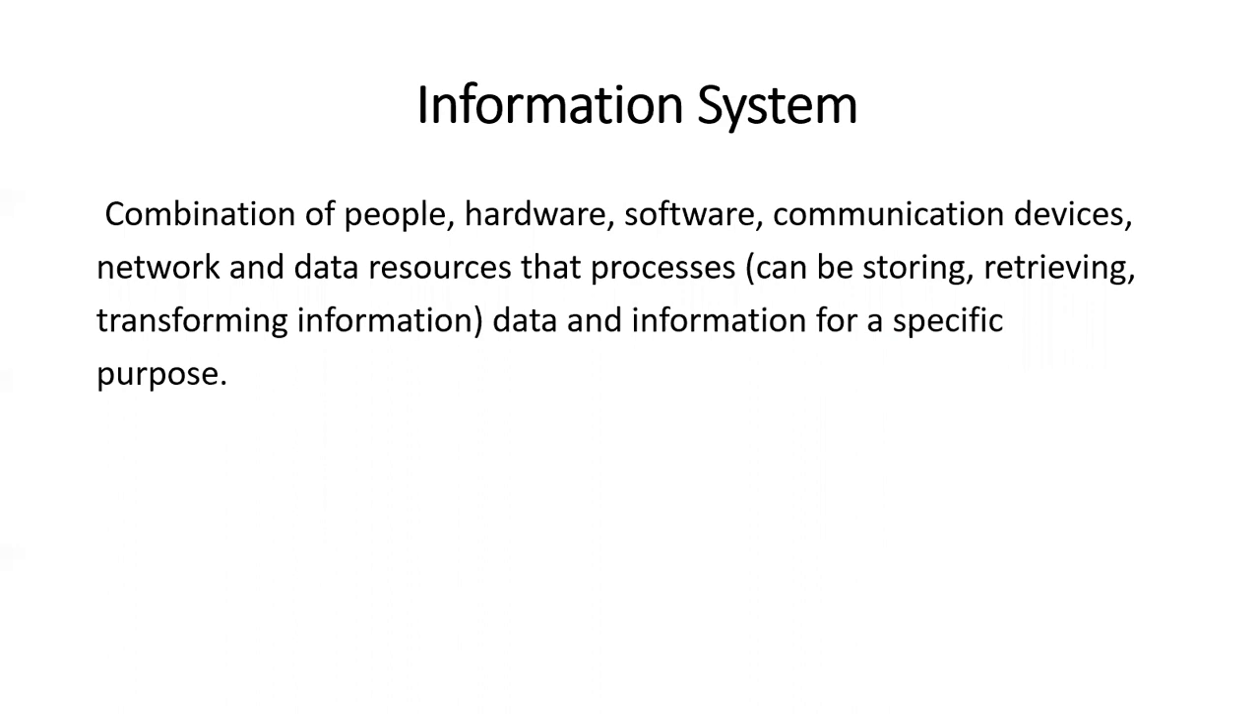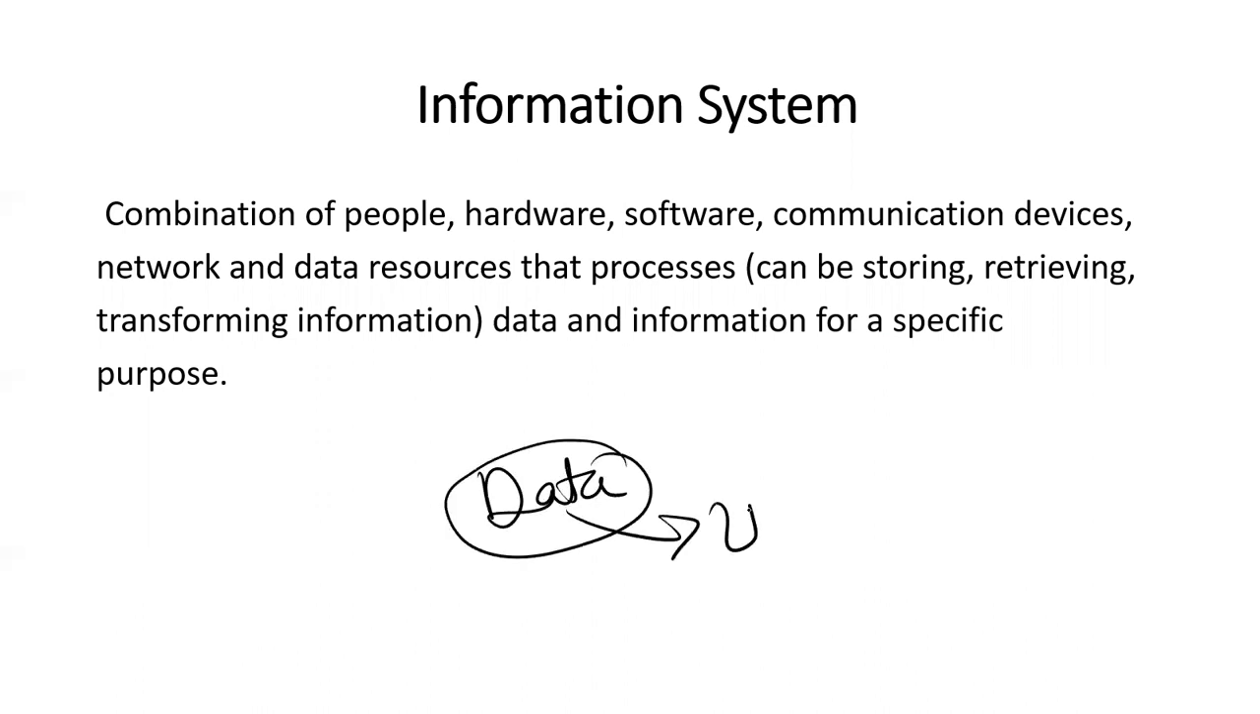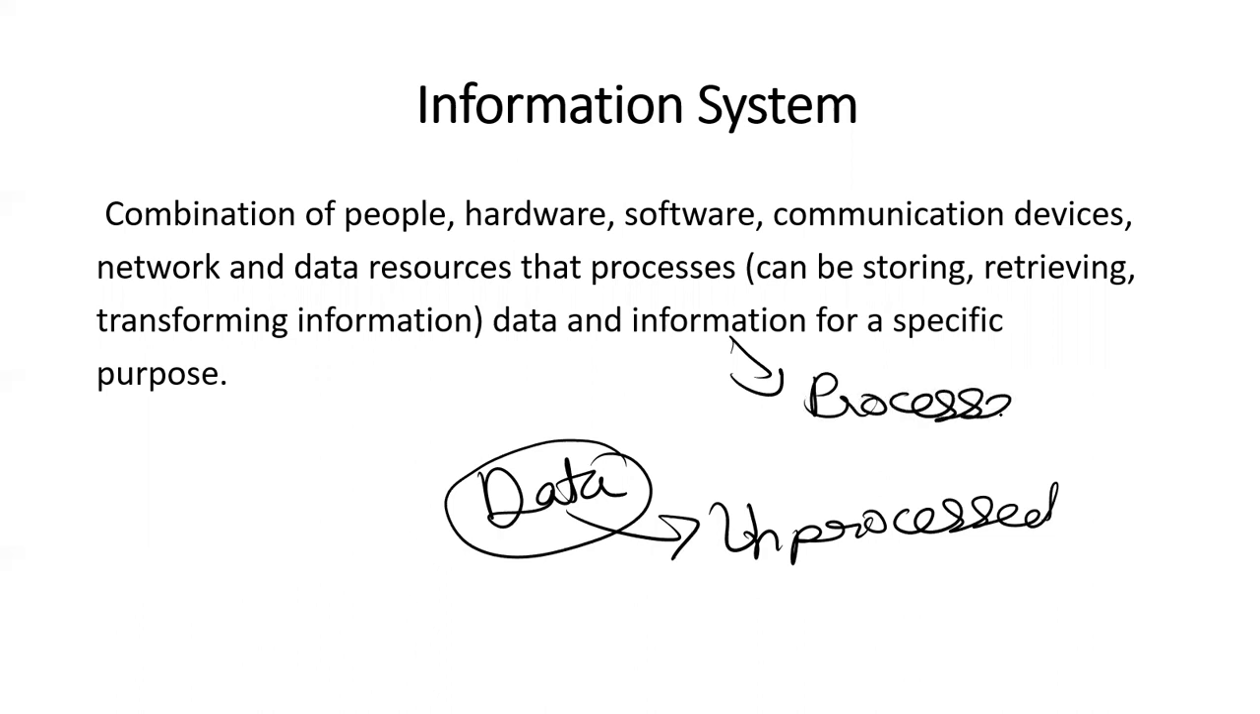Information system basically deals with the combination of people, software, communication devices, networks, and data resources that can process, store, retrieve and transform information. Information system basically means a combination of software, hardware, devices, and people, which deals with storing information, retrieving information, and transforming data and information for a specific purpose. Remember that whatever information is unprocessed is called data. It is unprocessed in nature. And information is processed in nature. Processed data is called information.